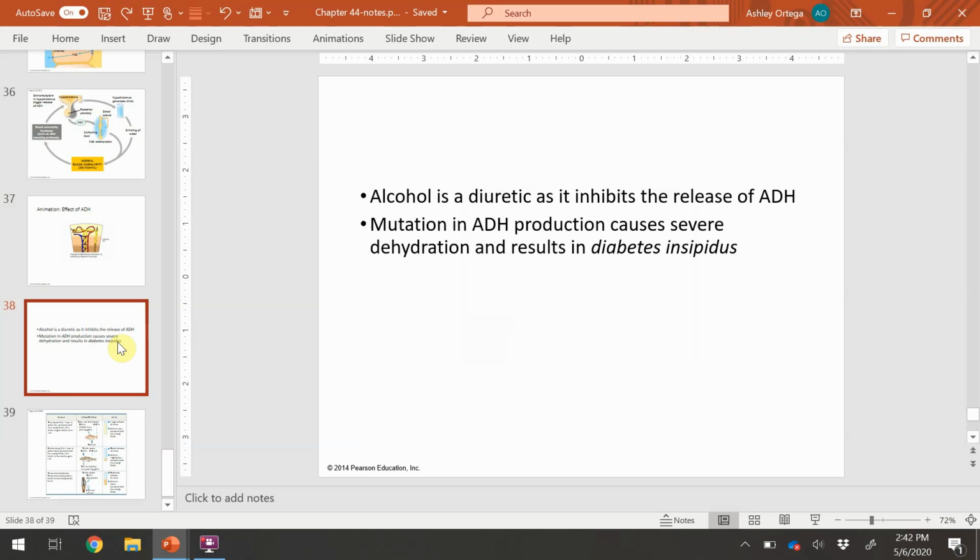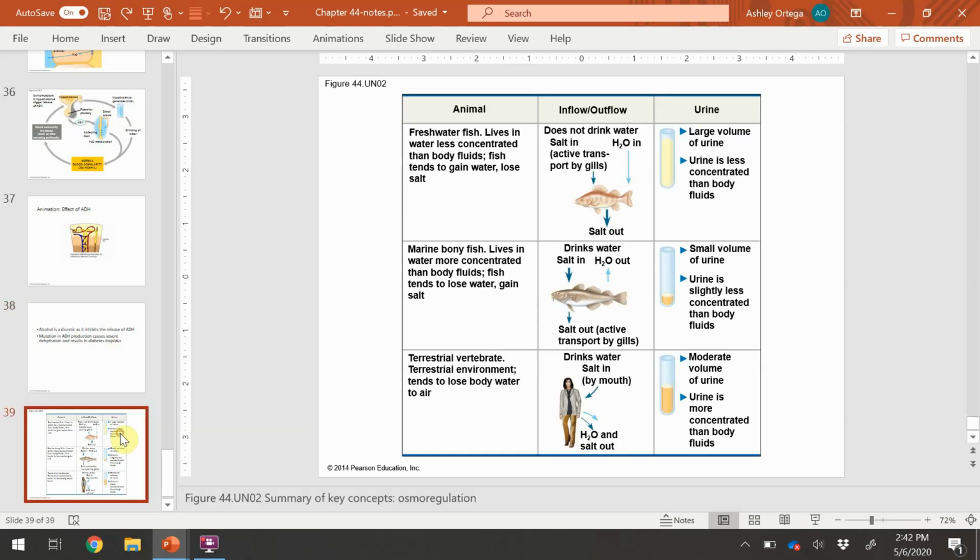So those are just two of many things that could be looked at in terms of how the kidneys are regulated and the factors that contribute to osmoregulation and excretion. So this next slide here shows a summary of the different types of animals, the inflow and outflow of water and solutes, and the urine production.